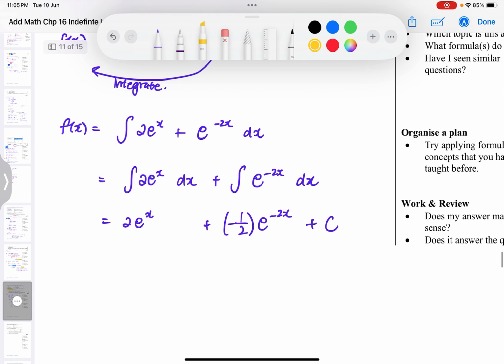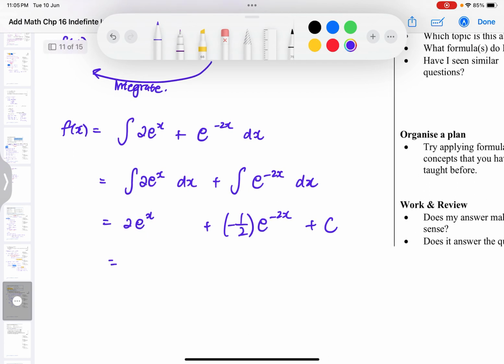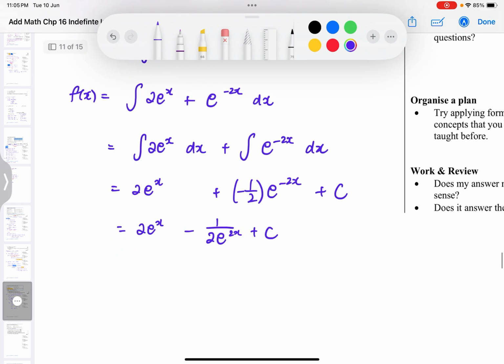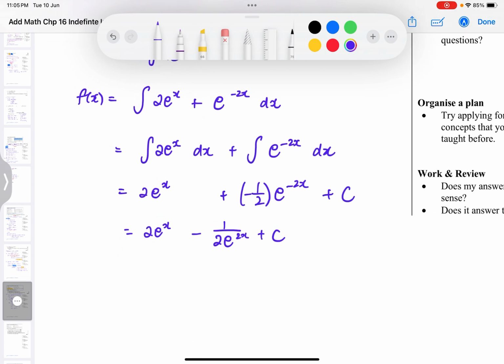Alright, then from here, we just have to simplify this a little bit. 2e^x - (1/2)e^(-2x) + c. Okay, but we're not done because we have to find the c. So what are we given? We're given that the curve passes through the point (0, 2). So that means f(0) equals 2.